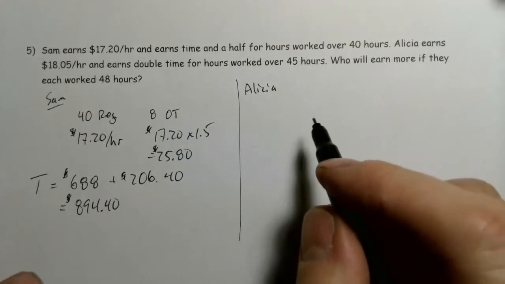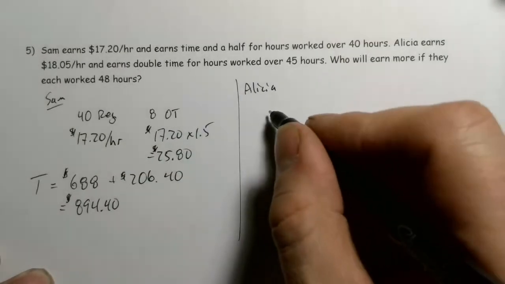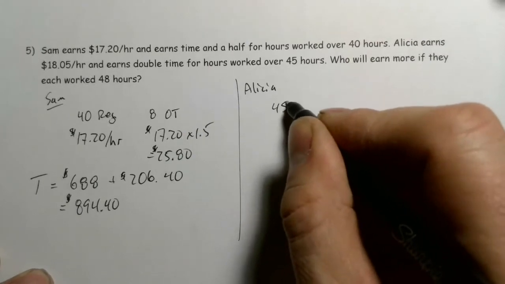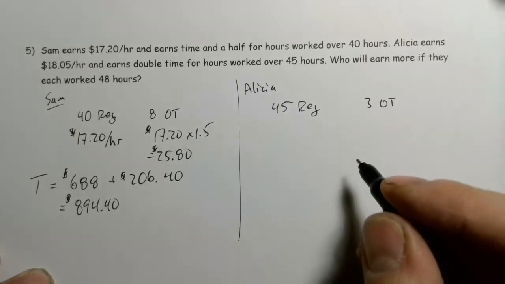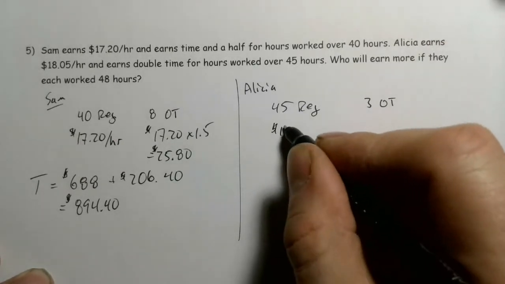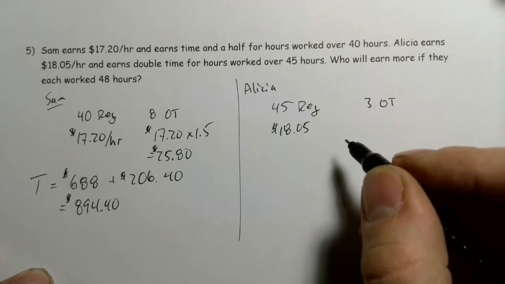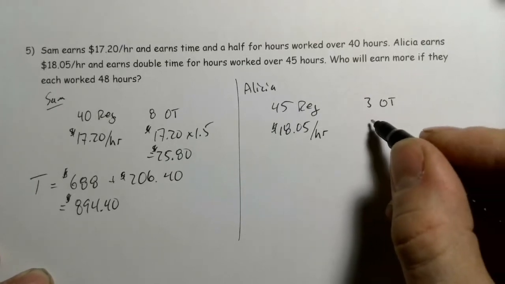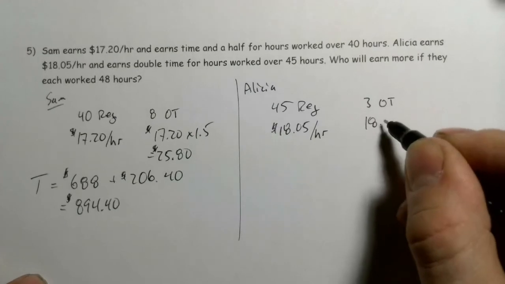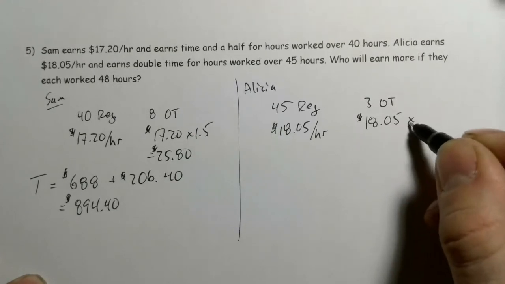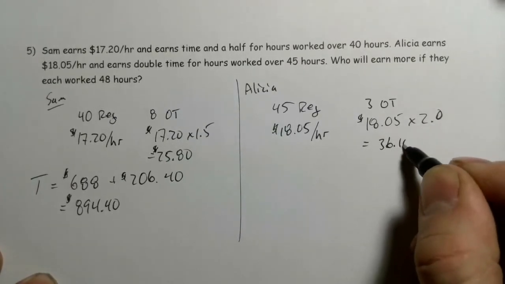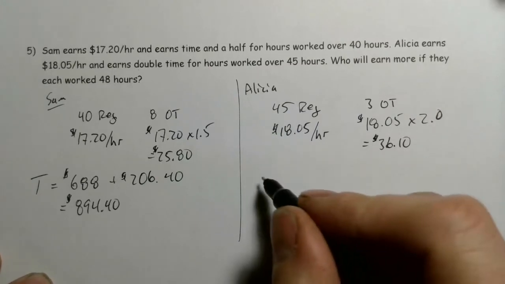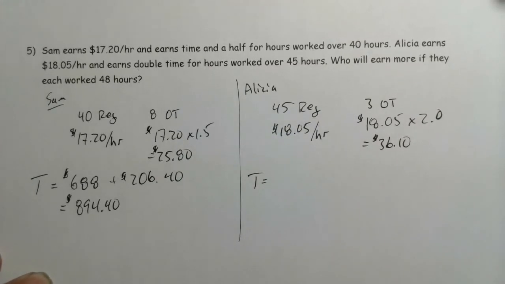Now for Alicia, her regular work week is 45 hours, which means she worked 3 hours overtime. She's getting $18.05 per hour regular, but she gets double time, so we're going to multiply that by 2.0. And 18.05 multiplied by 2 is going to be $36.10 per overtime hour.